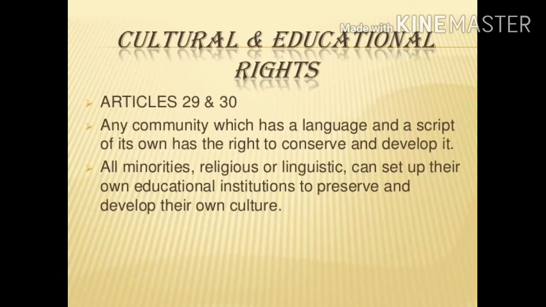Article 29 and 30 describe the cultural and educational right. The Constitution gives the right to all sections of the people to protect the language, script or culture that is peculiar to themselves. This right guarantees compulsory and free education for children between the age of 6 to 14. Particularly, Article 30 gives the right of minorities to establish and administer educational institutions.